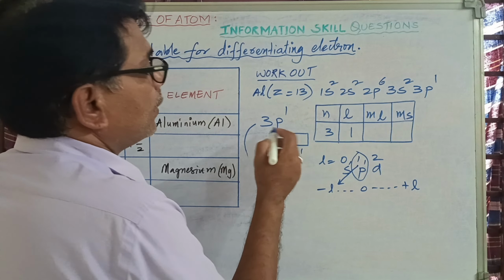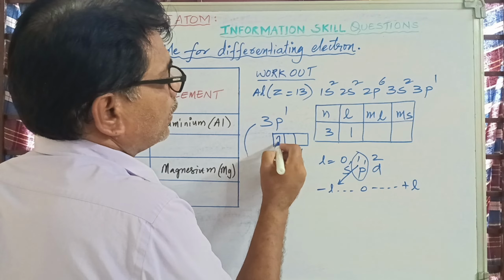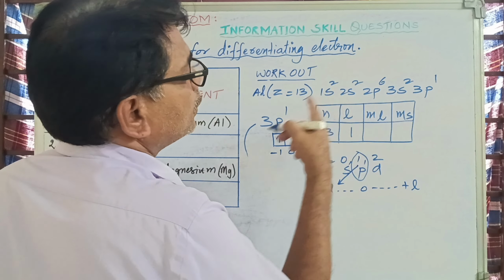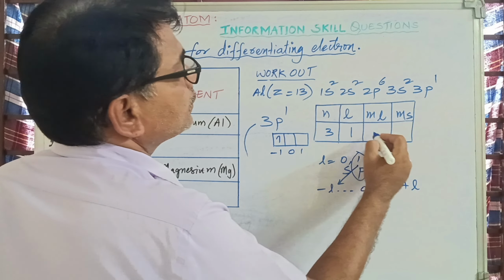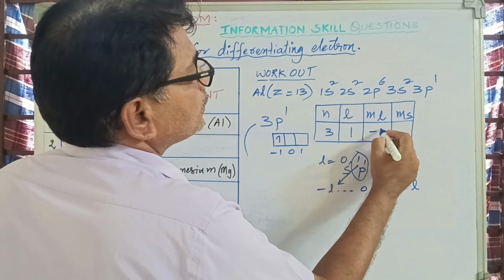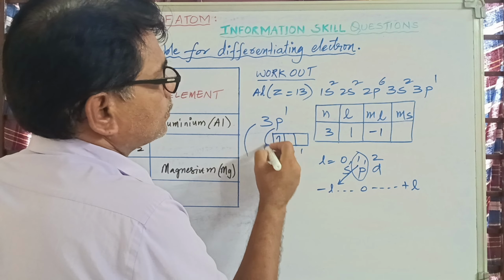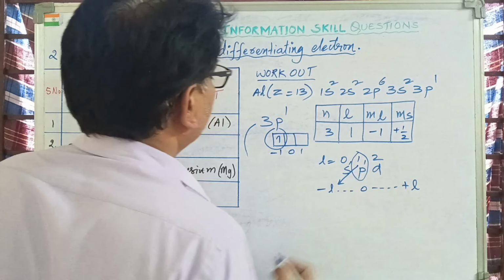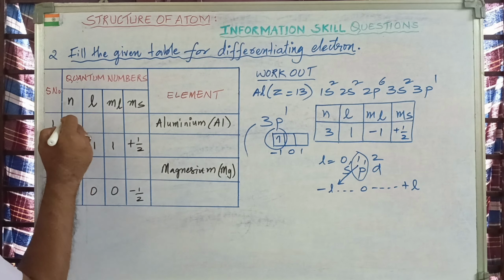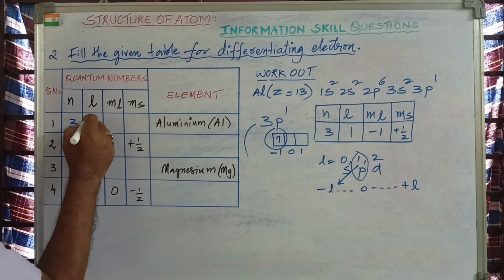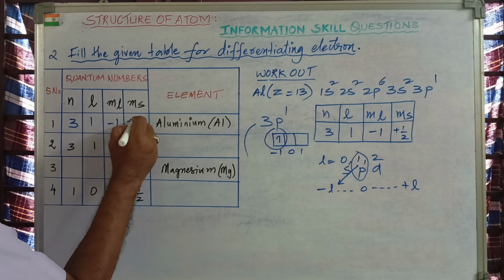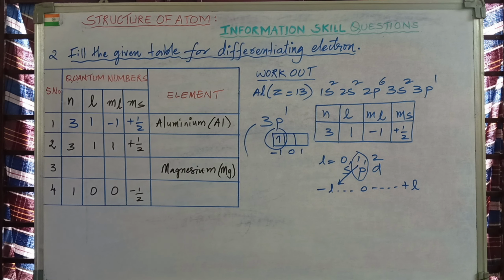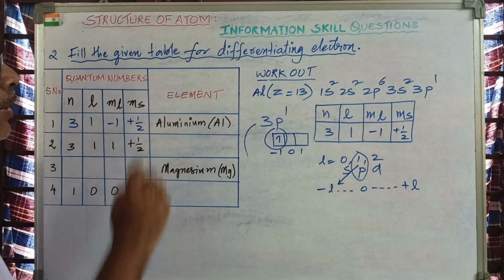Okay, done. So how many electrons does it possess? Only 1. So your magnetic orientation for this particular 3p1 is ml value minus 1. How many electrons are present in this box? Only 1, so it's clockwise. So it is plus half. Now bring it over here. So it is 3, then comes 1, minus 1 and plus half. This is the value for the differentiating electron in aluminium.